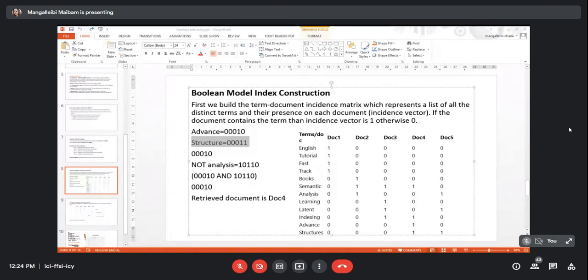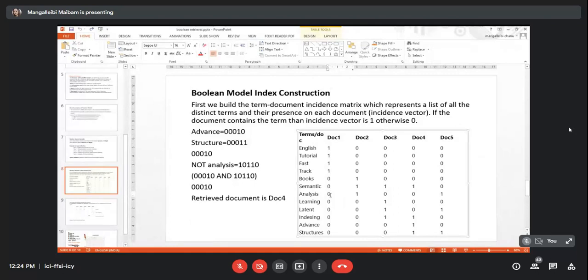Not analysis, how will you change? We will invert the zeros to ones and the ones to zeros. Yes. So for analysis it is 01001, and for not analysis we are going to convert this 0 into 1, and this 1 into 0. So all zeros will be converted to 1 and all ones will be converted to 0.